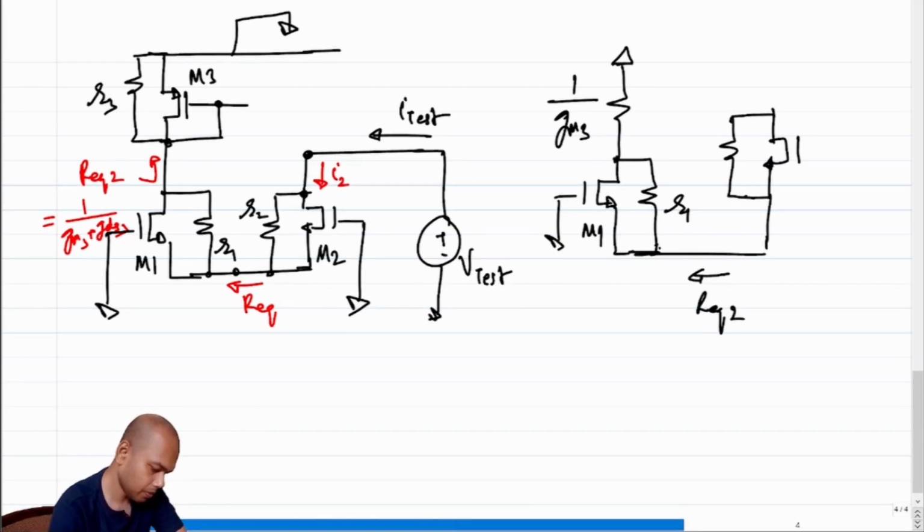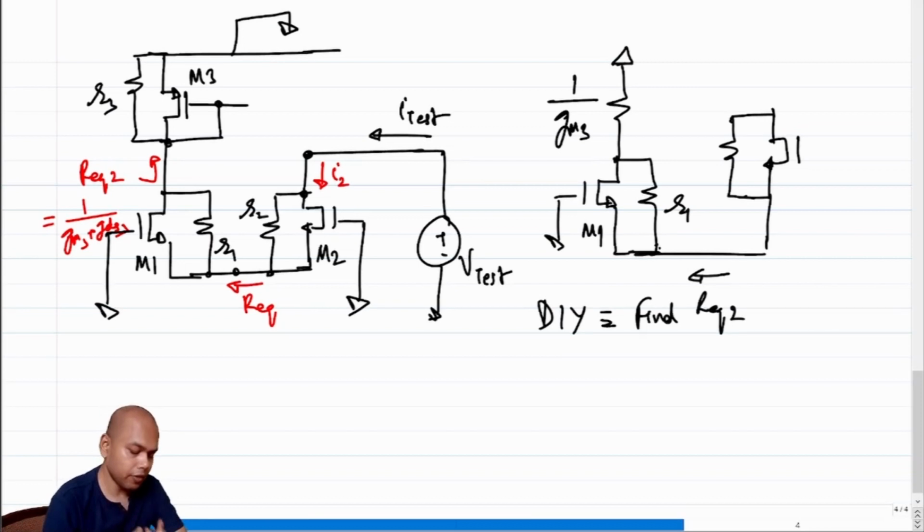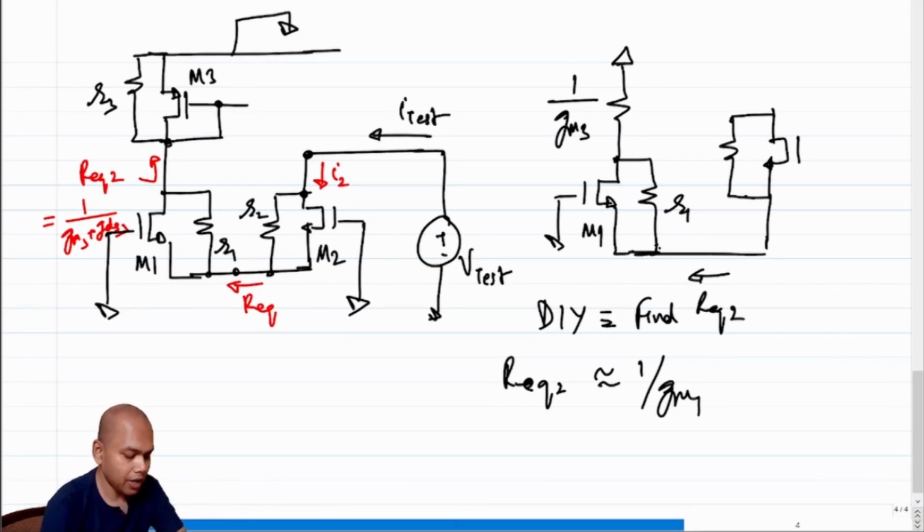DIY, find R equivalent 2. After you find it under these conditions, you will see that R equivalent 2 can be approximated as 1 by GM1. This is almost similar to the case where I am neglecting that R1 is present or even 1 by GM3 is present. This should make sense because we are looking into the source of the transistor. If I excite the source of the transistor, then GM times that voltage will flow as current through the transistor, which means I should be expecting resistances of the order of 1 over GM. So once you do the math, you will see that this approximation will hold good.